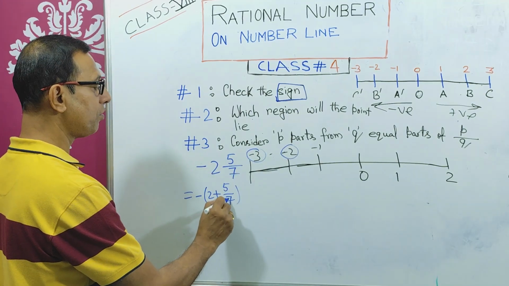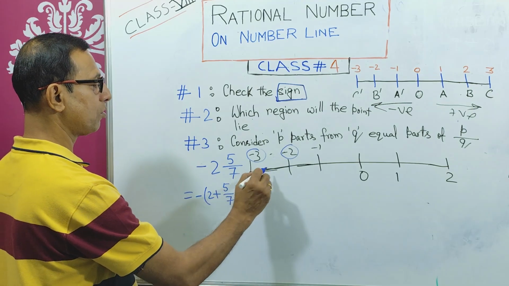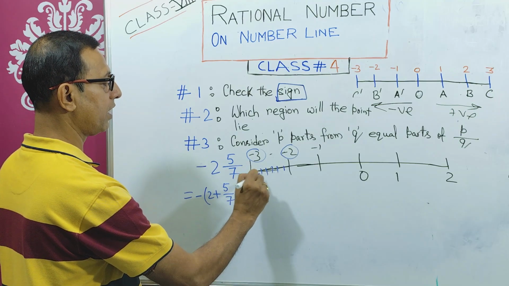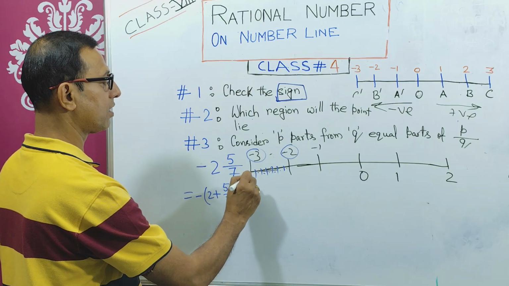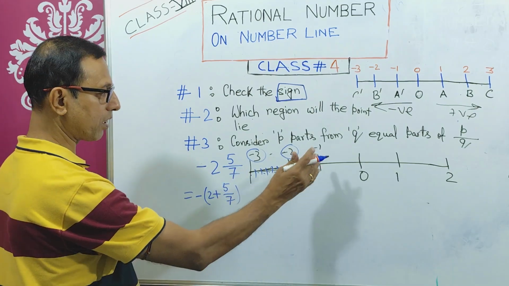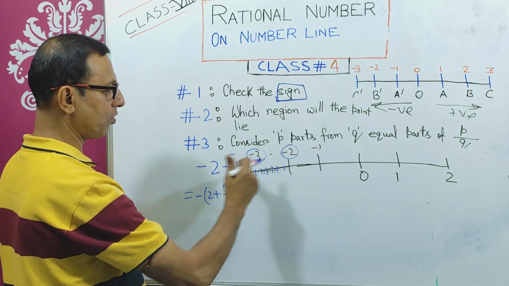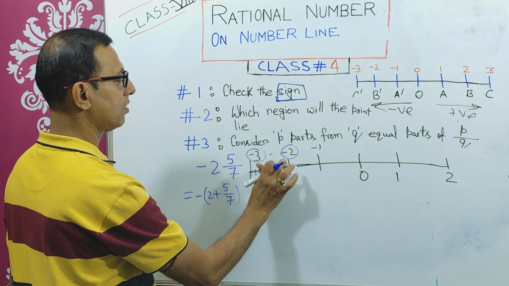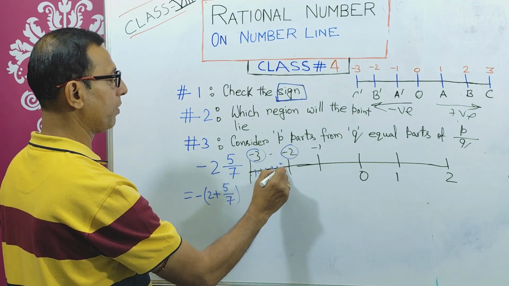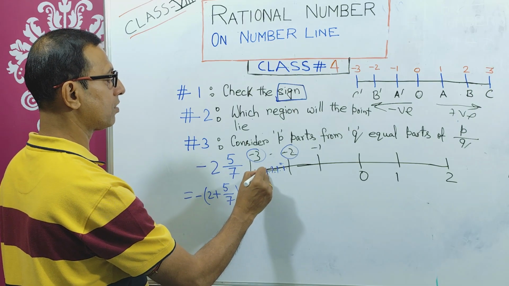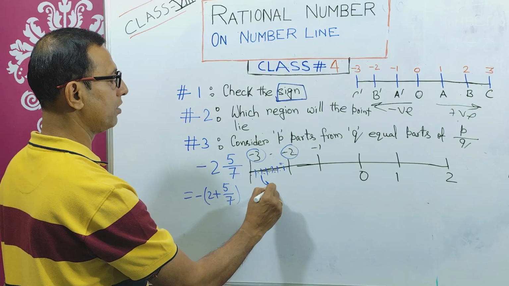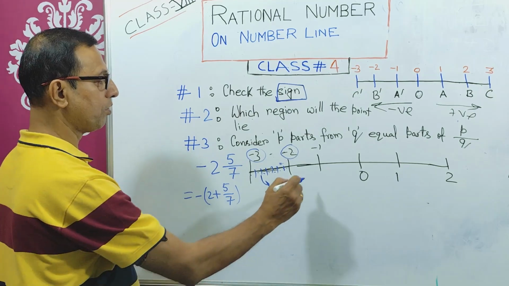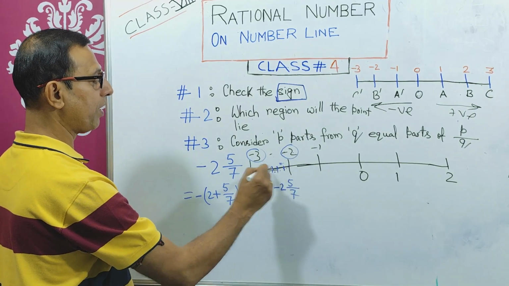Now, how many divisions you need to make? 2 plus 5 by 7. So, you need to make 7 divisions. 1, 2, 3, 4, 5, 6, 7. 7 divisions. Now, 5 by 7. You are coming from this side, from the 0 side. So, this is minus 2, 1 by 7, this is 2 by 7, this is 3 by 7, this is 4 by 7, this is 5 by 7. So, this point is minus 2 5 by 7. You need to come up to minus 2 first and then 5 by 7.